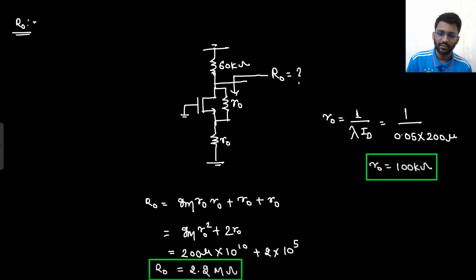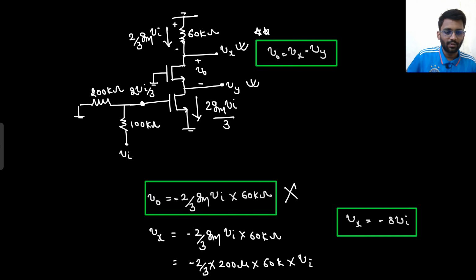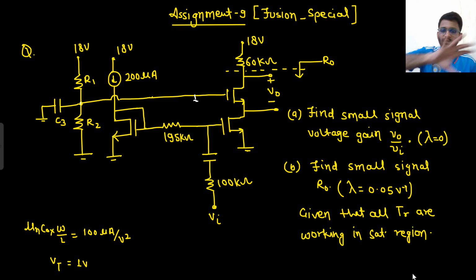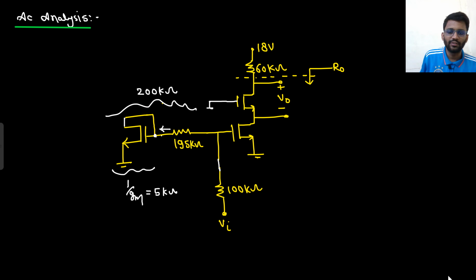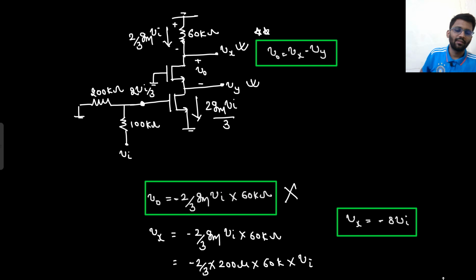So that's it for the first question of our fusion special assignment. Well and good. So just to recap, we saw the circuit. It was a big circuit, but we are not afraid of big circuits because we have studied the concept very deeply. You have to find the small signal voltage gain. For finding the small signal voltage gain, it is certain that I would have to do the DC analysis. From there I could get the value of Gm. Then from there I could get the value of V naught. The special thing to note in V naught was that it was not just the potential with respect to ground. V naught was the potential between two nodes. So V naught was the potential Vx minus Vy.